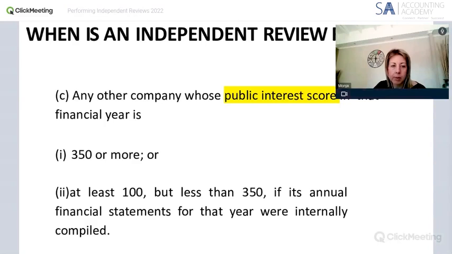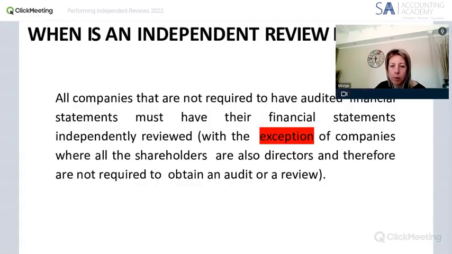At least 100, but less than 350, if its annual financial statements for that year were internally compiled. I'm sure all of you know, in most Caseware and Draftworks, all those, there is a function that you can do. You enter all the sales figures and the number of employees on that screen, and then it pops out whether an audit is required, whether an independent review, or whether just a complete compilation can be performed.